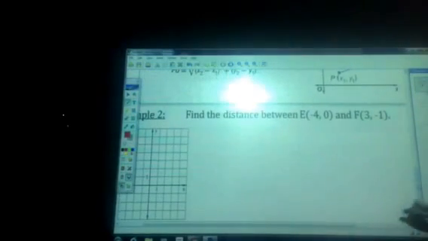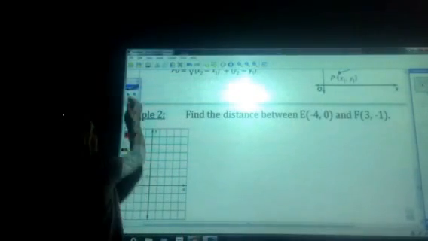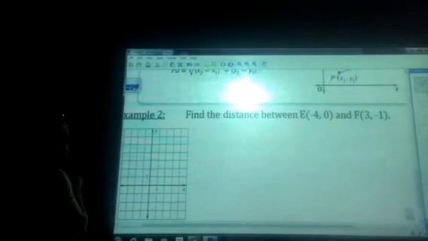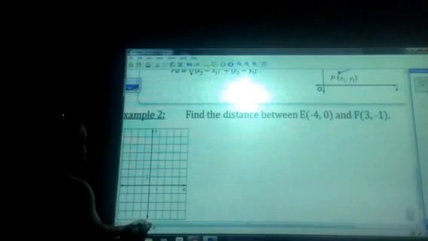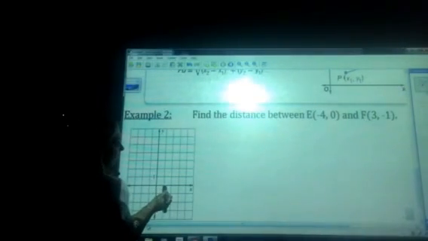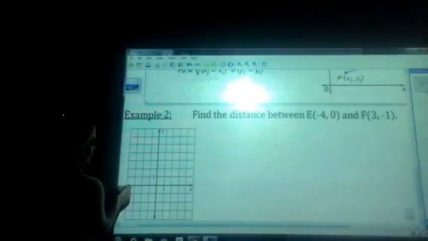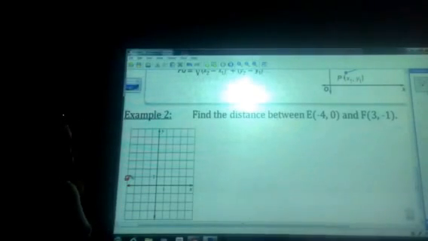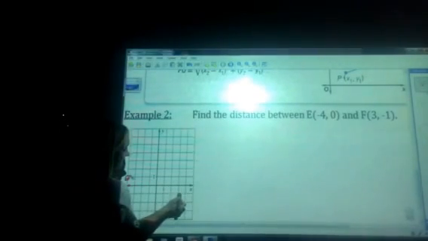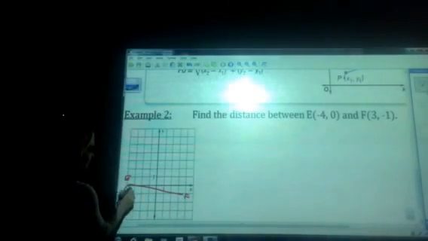In example 2, it says find the distance between E, which is negative 4, 0, and F, which is 3, negative 1. So if I scoot this down just a little bit here, F, we have 3, negative 1, E would be negative 4, 0. 1, 2, 3, 4, stay there, okay? And F would be 3, down 1. So this is our segment right here, okay? So we're looking for the distance between these 2 points.